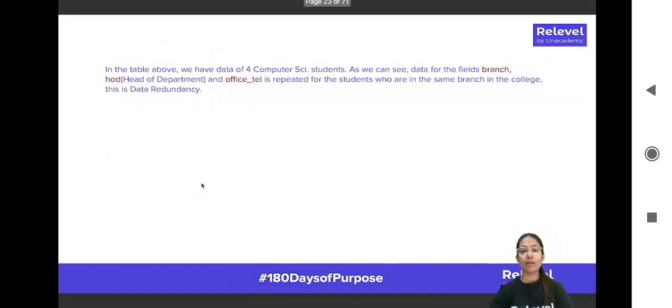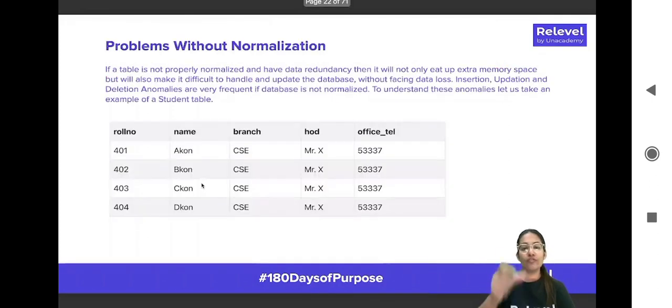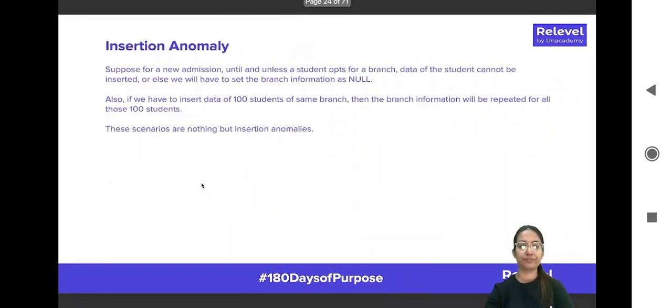So this is the problem of data redundancy. There is a lot of data which is redundant and the same for all the students of a particular branch, and you introduced a whole new column for this. Now, the first problem that comes is insertion anomaly. Let's assume there is a new admission. Until the student actually opts for a branch, the data of the student cannot be inserted into the table, or else we will have to set the branch information as null, correct?